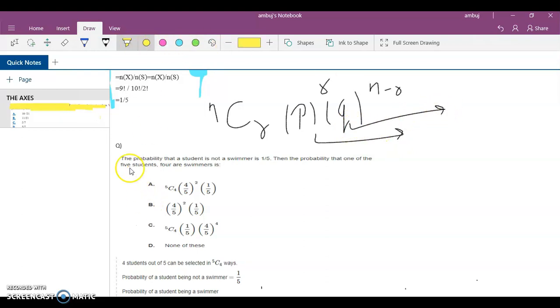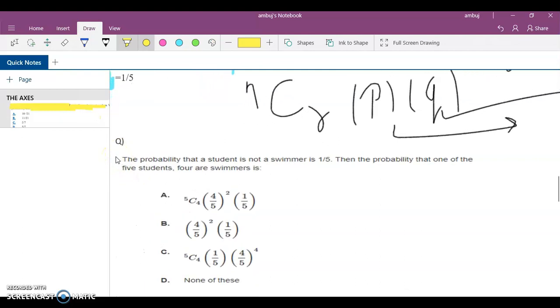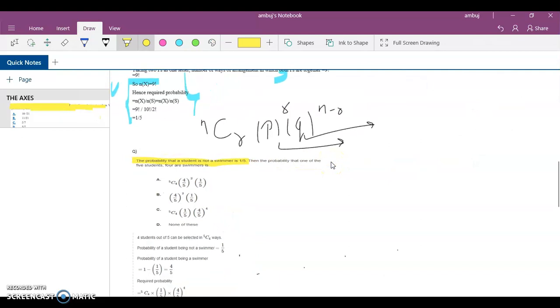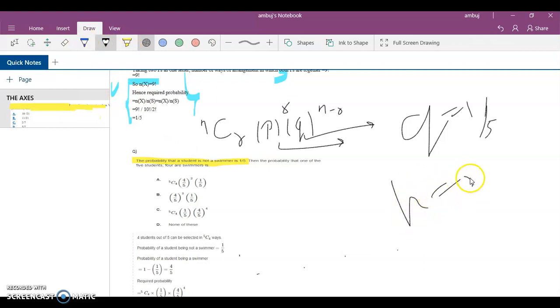So now going on to the question. The question is, the probability that the student is not a swimmer is 1 by 5. So in this question the q is given to us. So q is equal to 1 by 5. Then the probability that out of 5 students, 4 students are swimmers. So here we also have n given to us. So n is equal to 5 and r is equal to 4. We just need to find p, and then we just need to apply the formula.